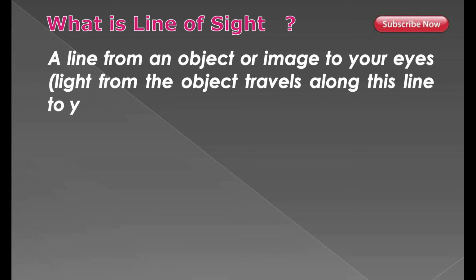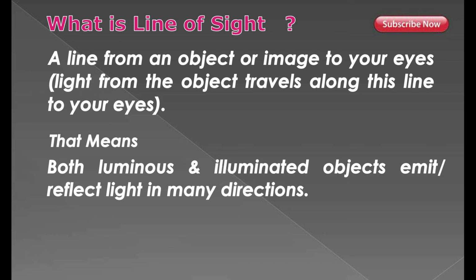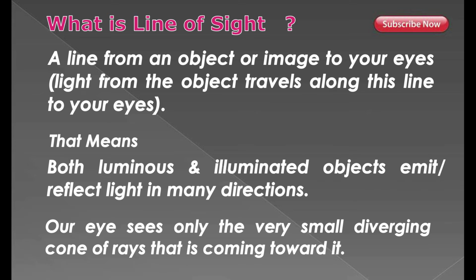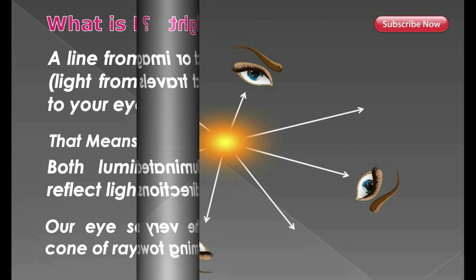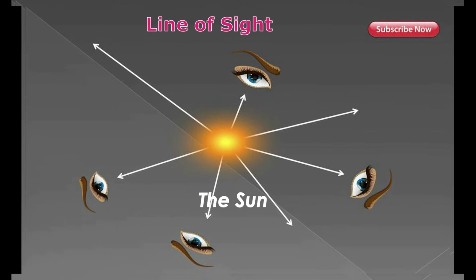A line from an object or image to your eyes. That means both luminous and illuminated objects emit or reflect light in many directions. Our eye sees only the very small diverging cone of rays that is coming toward it. In this figure, you can see an example of line of sight. The sun is emitting light in many directions and it reaches our eye.